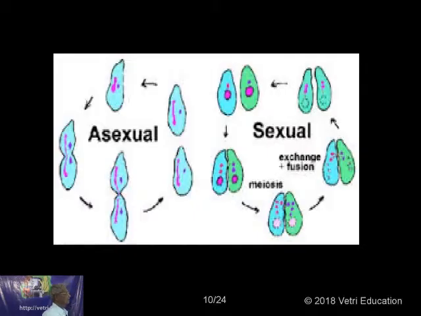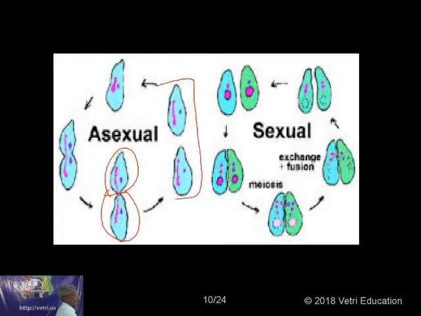See, Paramecium undergoes both sexual reproduction and asexual reproduction. In asexual reproduction, I will start from a single organism, and then binary fission takes place. It is cleaved into two, and now it has become two Paramecium from a single one. So there is no genetic variation.